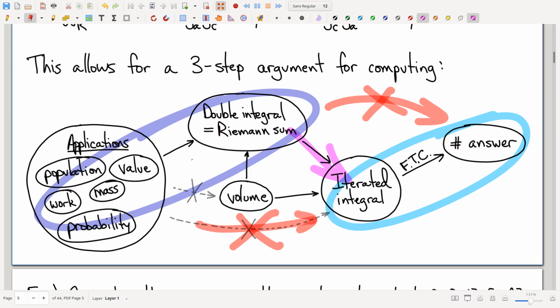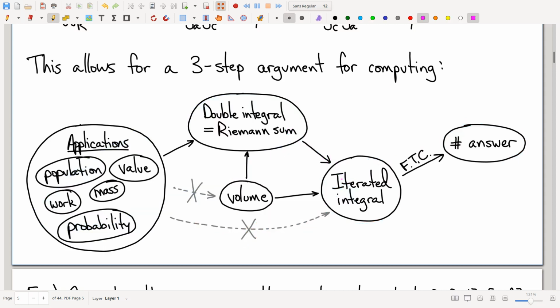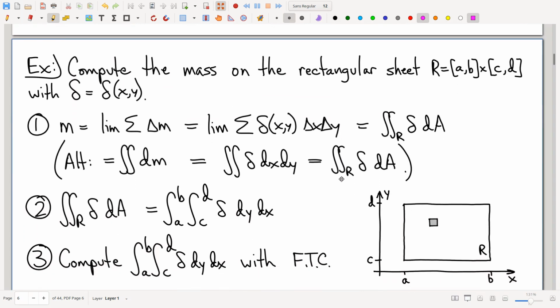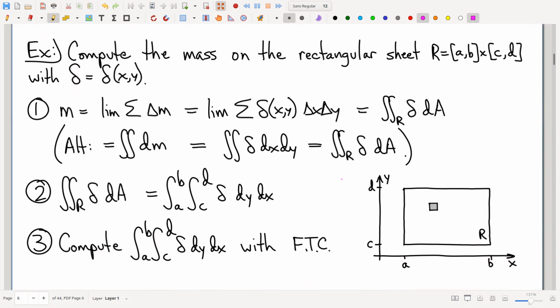So let's see this in action. We're going to now finally answer the question, how do we compute the mass in a rectangular sheet where mass per unit area is given, right? Some rectangular sheet like so. How are we going to compute that mass?